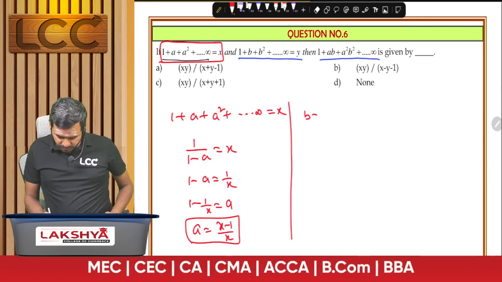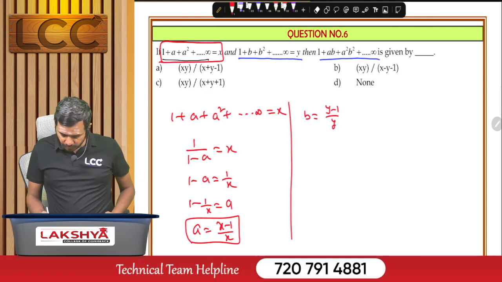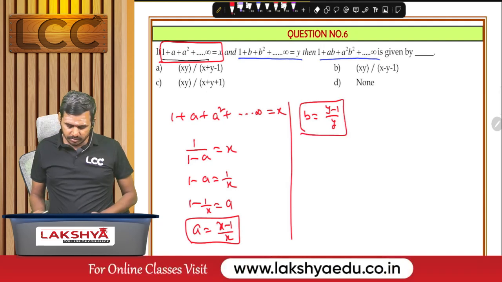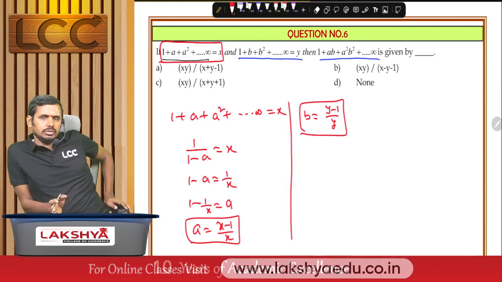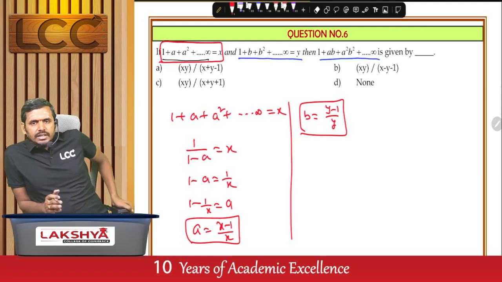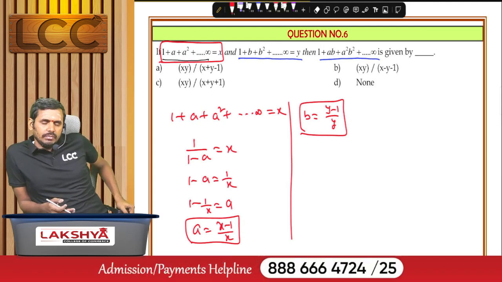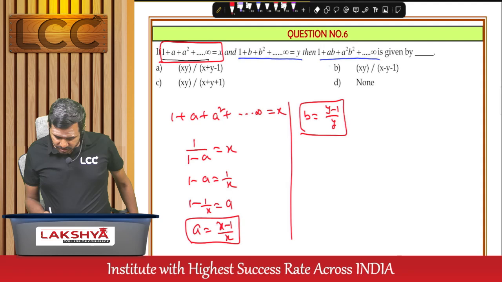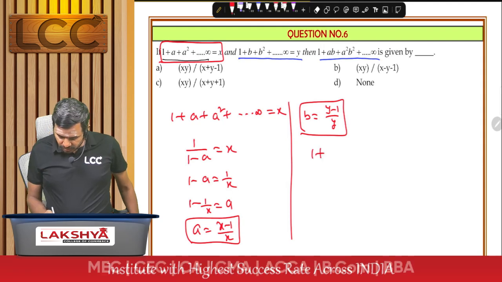Similarly, what is B? B is y minus 1 by y. No need to simplify that because there is no change between those two. The first expression is A, the second expression is B. We just substitute B in place of A. Yes, next, now collect that as the third one.